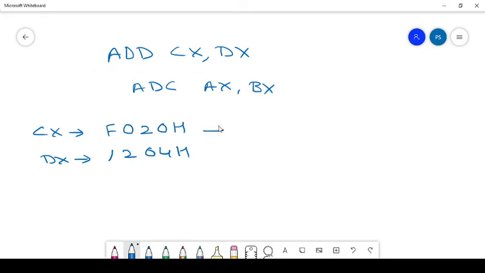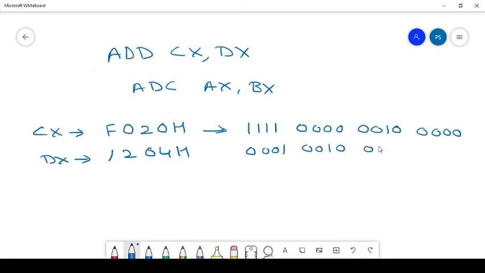What is F020H? F means 1111, 0 means 0000, 2 means 0010, 0 means 0000. This will be added with the content of DX. What is DX? 0001, 0010, 0000, 0100, where 4 means 0100. If you add this, what happens?